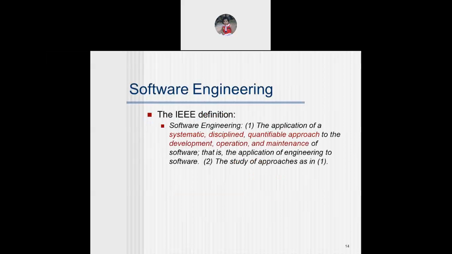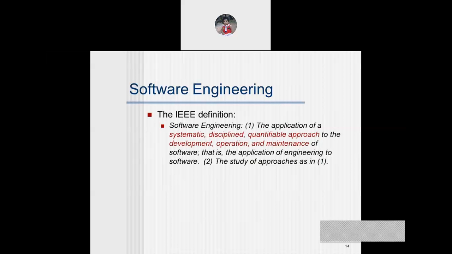What is the term software engineering? Now we are coming into the subject. Software engineering is the application of a systematic, disciplined, quantifiable approach to the development, operation, and maintenance of software. This is the definition of software engineering according to the IEEE standard. Here, what is the term systematic? Systematic is a step-by-step process. That is what we call a systematic process.